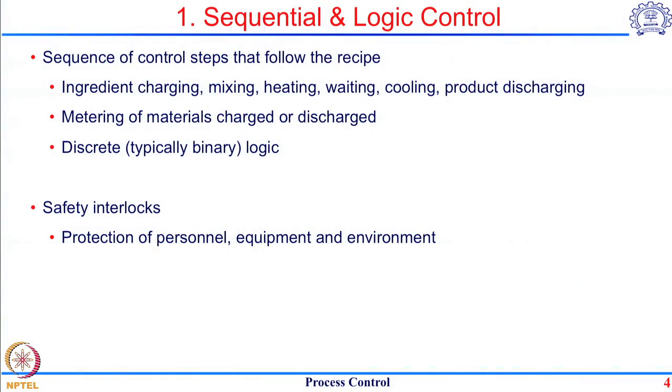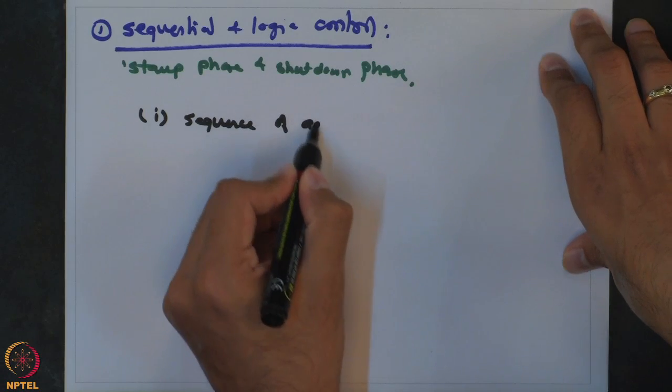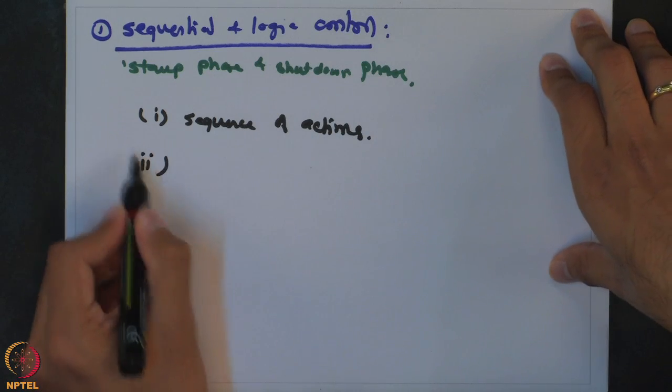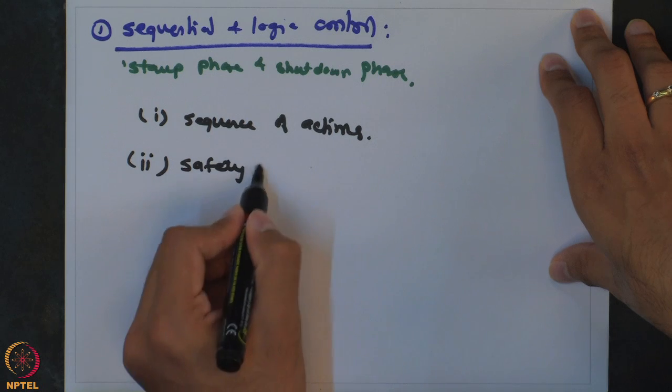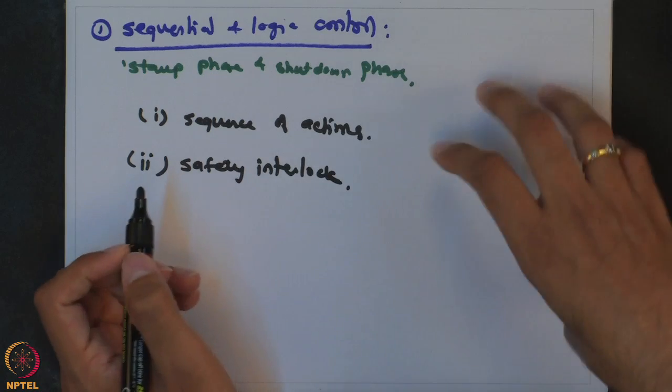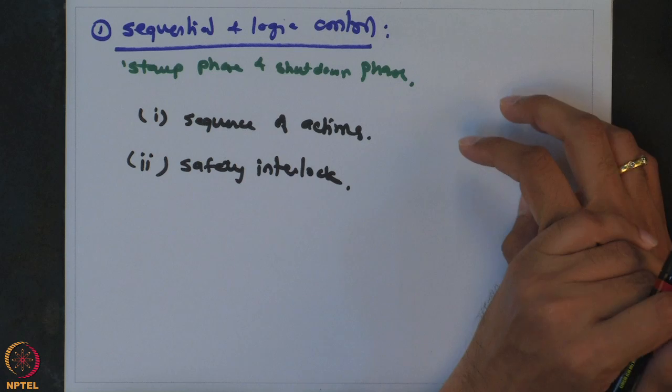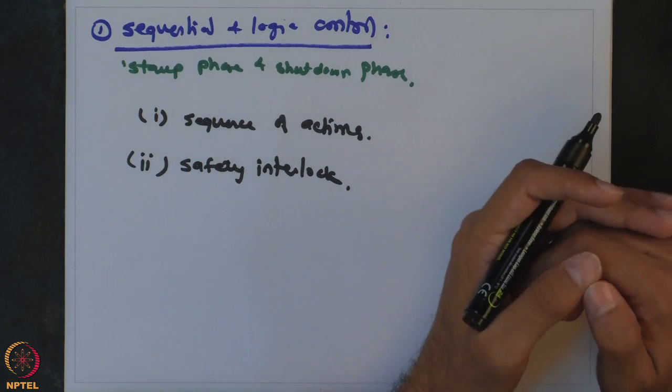Along with that, all it deals with are three types of things. One is the sequence of actions, what we saw. The other thing it has to ensure is safety interlock. Safety interlock means you have to ensure that the steps you are going to take ensure safety of the particular process, people who are around it, as well as safety of the environment. And there are generally safety constraints associated with it. So unless those safety conditions are satisfied, you will not move on from one step to the other.